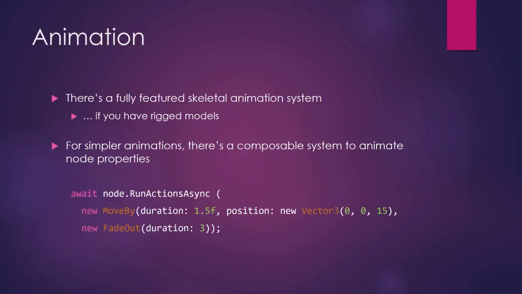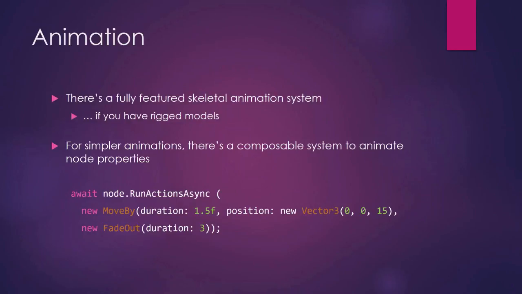UrhoSharp, and it's inspired by Cocos. Essentially, you just have this run actions async method on nodes. So you can just call the run actions async method and give it some number of actions. And you'll find these in the Urho.actions namespace. There's a huge number. They can do things like moving, fading, scaling.